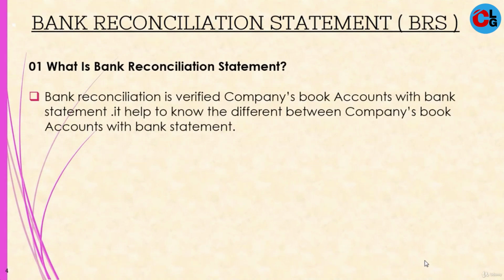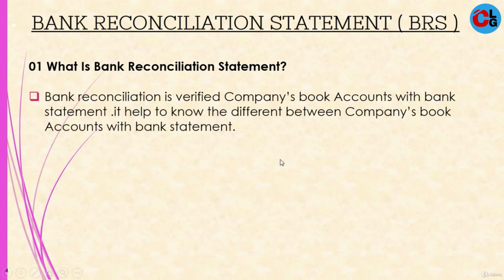Bank reconciliation verifies the company's book account against the bank statement. It helps to know the difference between the company's book account and the bank statement. We know that if we maintain a bank account in a commercial bank like HSBC or Indian Bank, they send a statement monthly showing the transactions that occurred during the month. Every bank statement includes those transactions. And we also prepare the bank account separately.